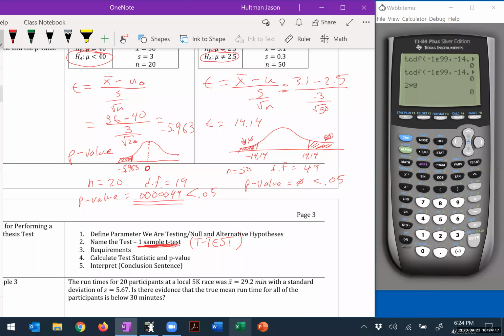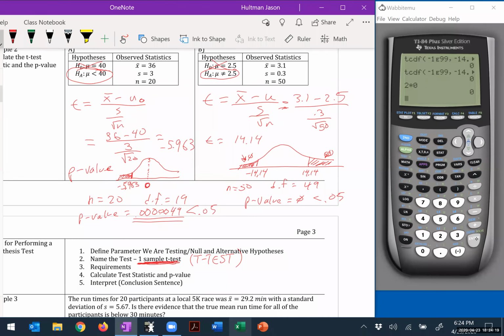Let's take where the hypothesis is mu equal to 40, and let's have the calculator do all the heavy lifting for us. So I'm going to go to stat, and then tests, and number 2 is t-test. I'm going to arrow down to number 2 and go t-test, and it asks what do you want to use? I want to use my stats.